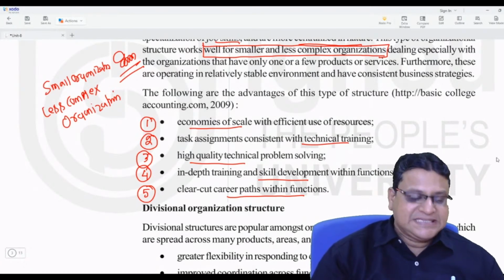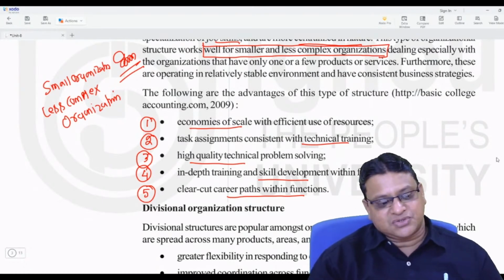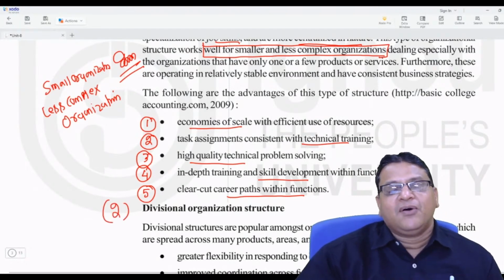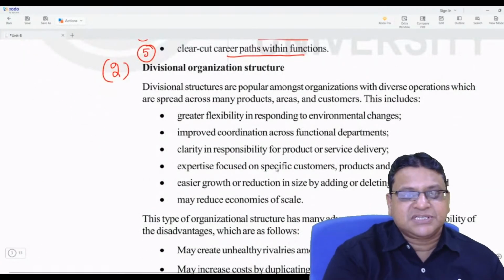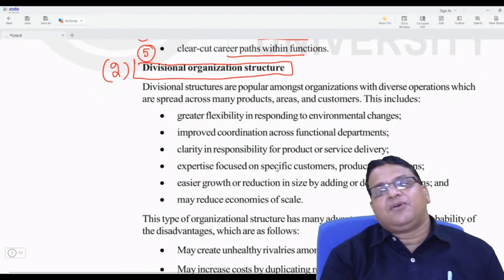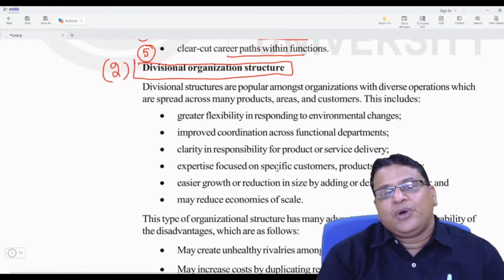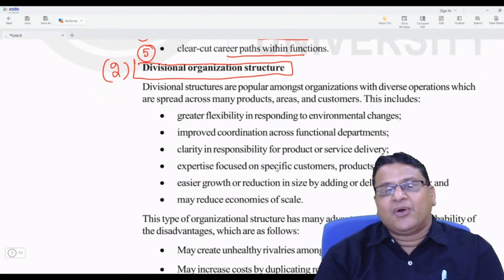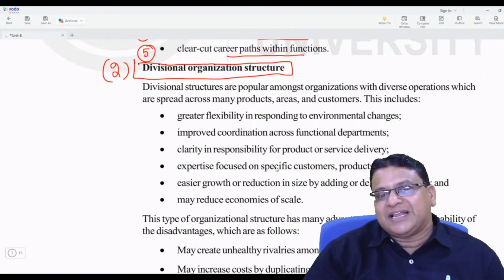So then we will have a second type of organizational structure, that is known as divisional organizational structure. So what is divisional organizational structure? Divisional organizational structures are those where the organization is divided on the basis of product, area, or customers. There will be a clear-cut division in the organization.